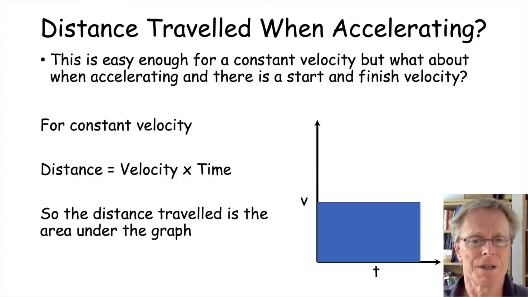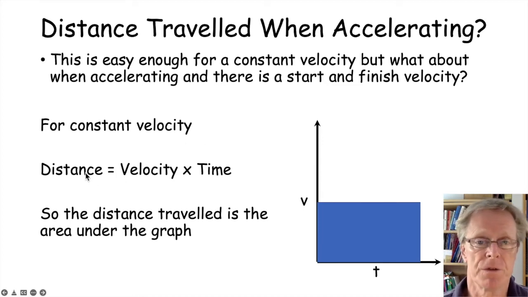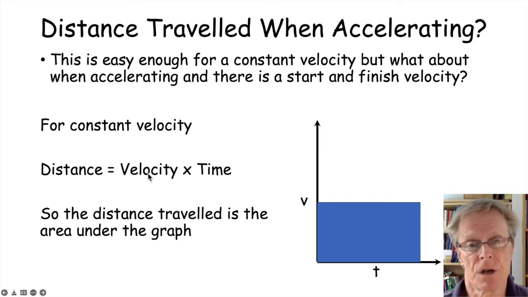So, what about the distance travelled when accelerating? If we just take it back a step and review how you calculate the distance when you're travelling at a constant velocity, we get what we've got on the screen here. If you're travelling at a constant velocity, the distance travelled, as we know from the previous equation, is the velocity times the time.